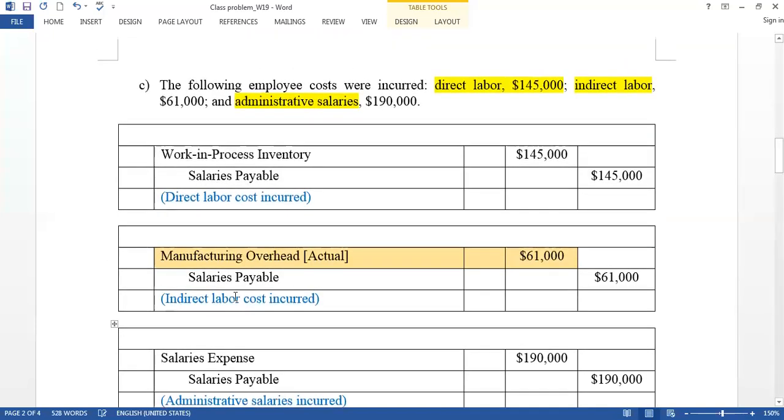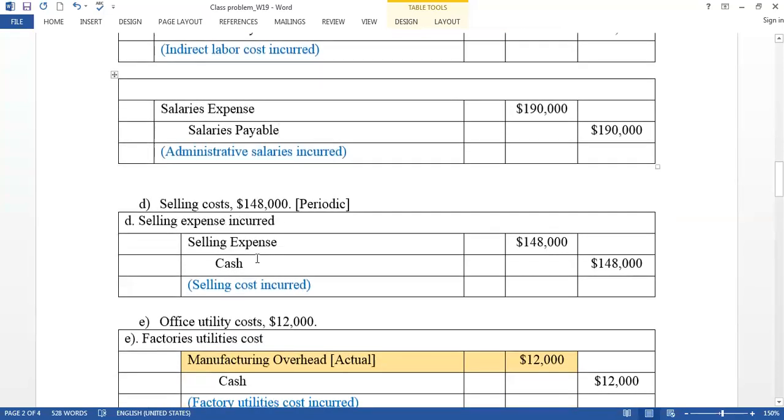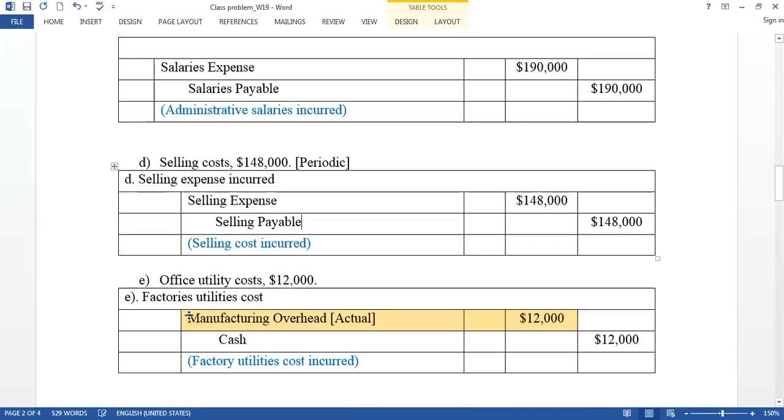So look at these three journals. Before it was work in process inventory debit, cash credit, because direct labor salaries were paid in cash. Then manufacturing overhead debit, cash credit, but now manufacturing overhead debit and salaries payable credit because cash is not yet paid. Same. Clear? Selling expense incurred. Previously we paid cash credit. Now selling payable credit.